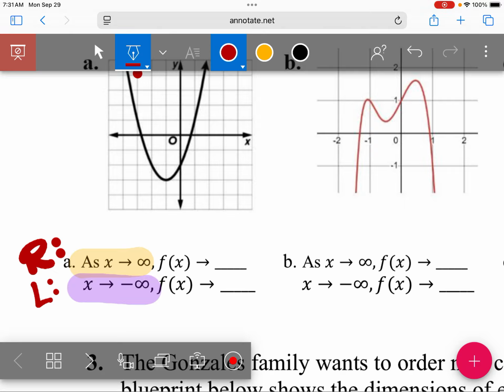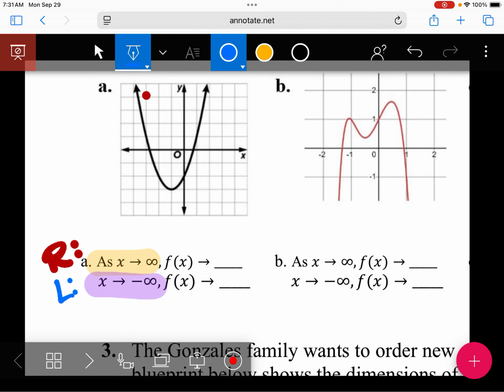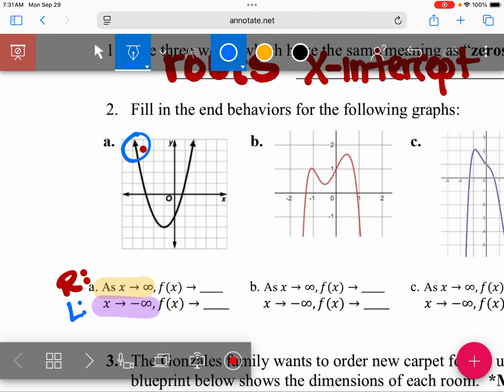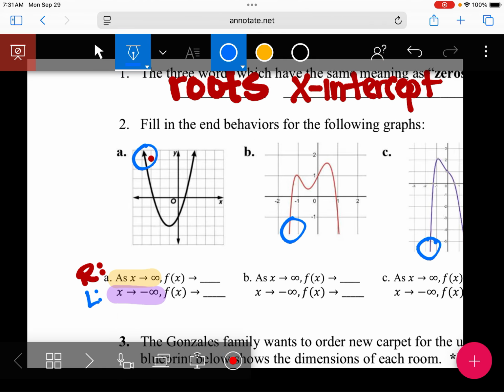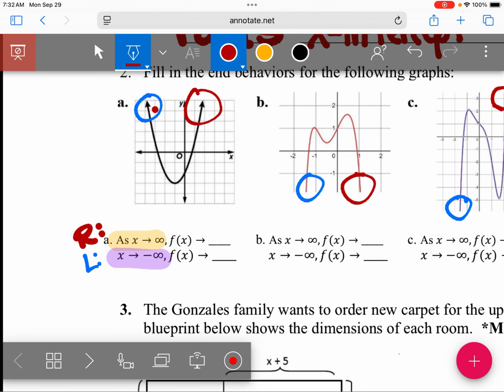So it's asking, so we have our left arrows. So these are all the left arrows. And then it's asking about your right arrows. Okay. So for the first one, both arrows are going up. So you would say positive infinity for both. For B, they're both going down. So you would say negative infinity for both.